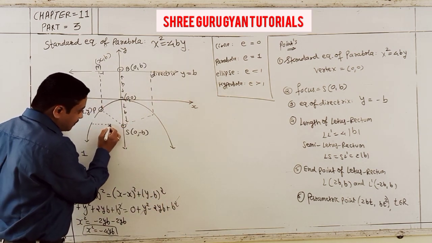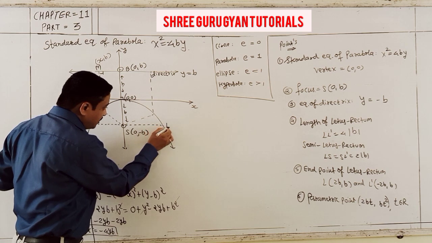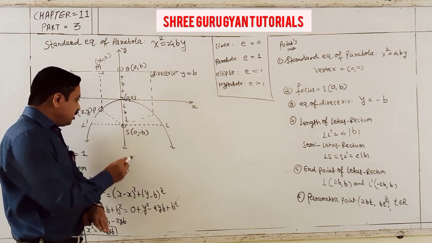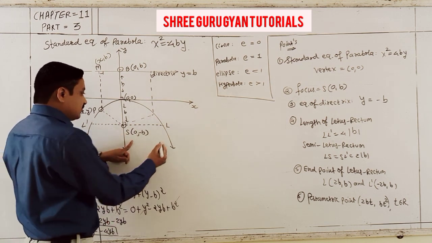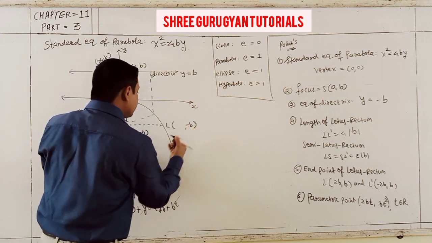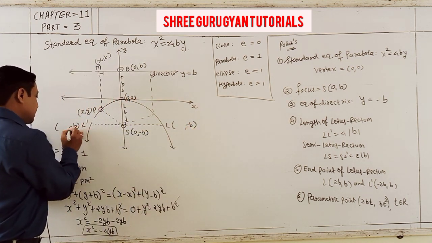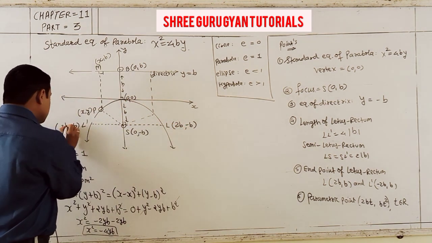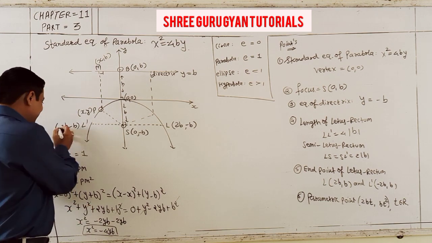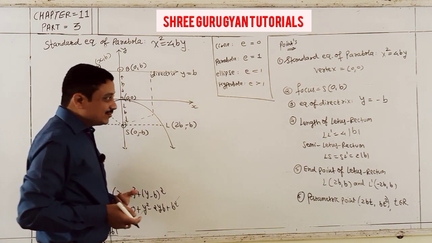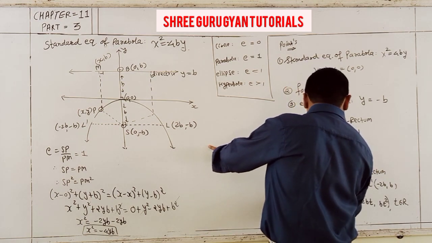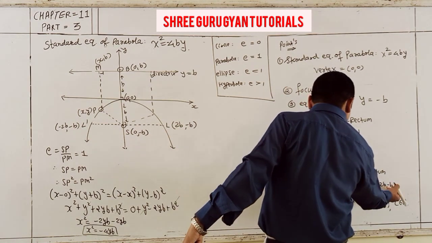Here you will take one of the lines L and L dash, exactly perpendicular to focus. Its y coordinate is fixed, minus b. Here also the y coordinate is fixed, minus b, but x coordinate 2b. Here also 2b. But third case, so here negative, here positive. That's the cover here. Endpoints of latus rectum are 2b comma minus b and minus 2b comma minus b.